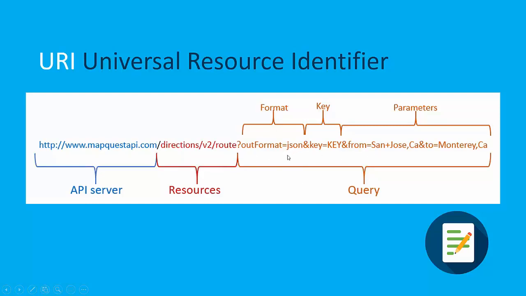And in this case, it's specifying the format, which is JSON, that there's going to be a key. Now this would say key equals, and then you'd have the public or guest key, or the key that you requested from the server itself, and the parameters which filter your query. In this case, we're going to MapQuest, and we're interested in getting information from San Jose, California to Monterey, California, and we're trying to get directions from here to there, and that needs to be in the parameters for this API query. Let's take a look at an API query in action.